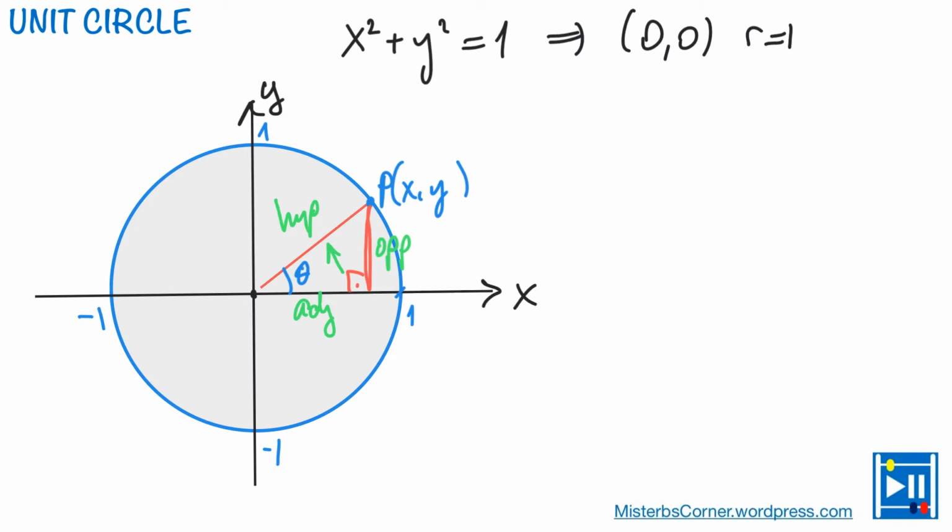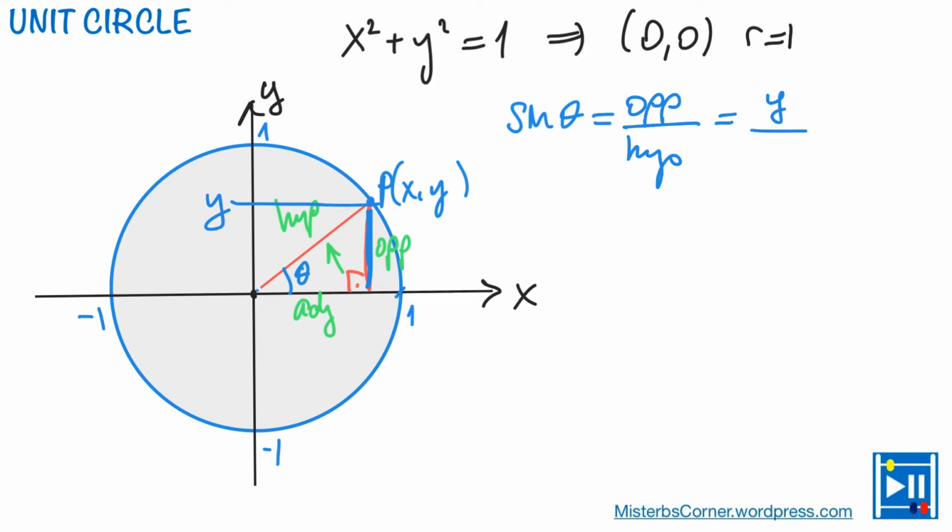Now let's write sine theta. Now sine theta is opposite over hypotenuse. Now the opposite, this side length, is basically the y coordinate, so I write y, and well, the hypotenuse is the radius, which is 1, so I write 1. So basically sine theta is y, right?